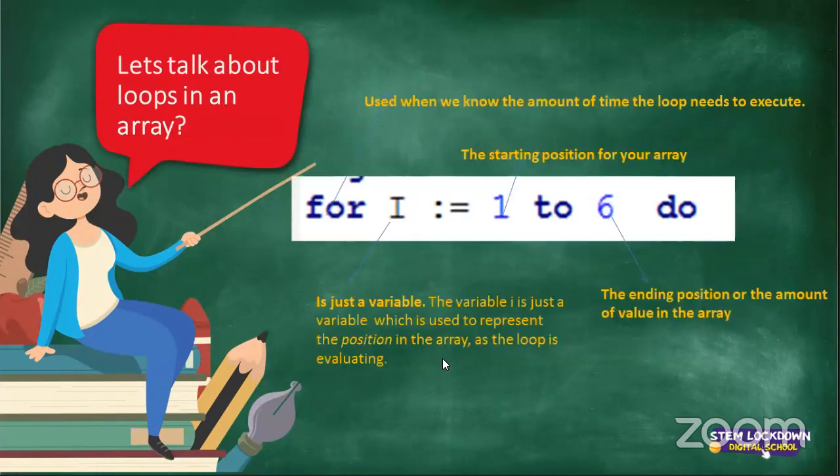For this one learner who asked what is the purpose of the for loop, again, just to reiterate, the I is just a variable, nothing more than that. The 1 is the starting position for your array, and the 6 is the ending position, or the amount of values that you wish to store in the array. So I'm hoping that is clear, learners, and that you saw why you did that, and obviously the purpose of the for loop.